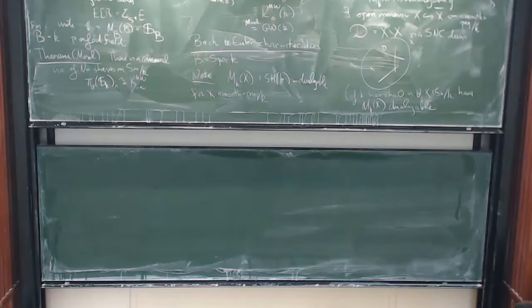Of course, I don't have Morel's theorem in this case. But if I try to repeat this argument using DM instead of SH, do I just get Z? Yeah, right. Because the endomorphisms of the unit object in DM is just the integers.